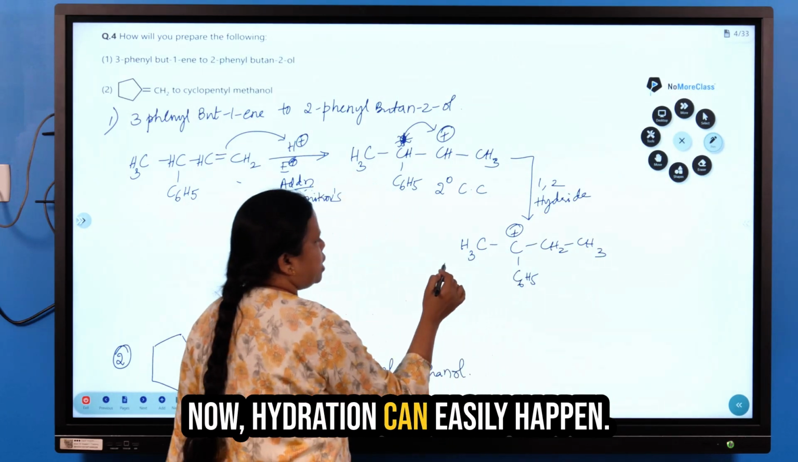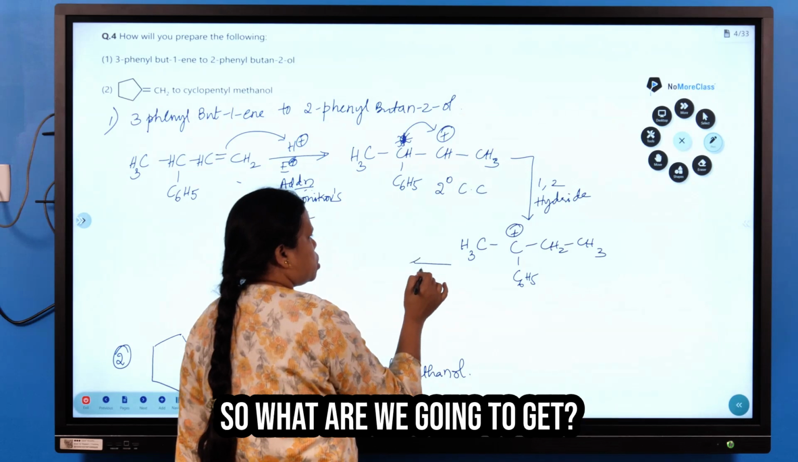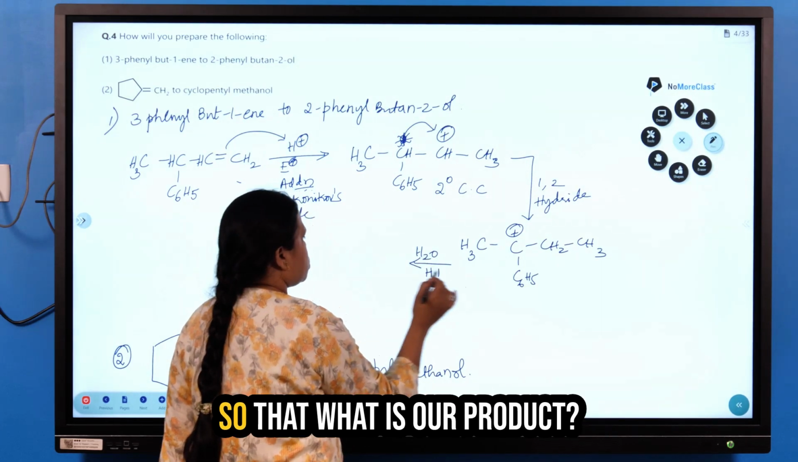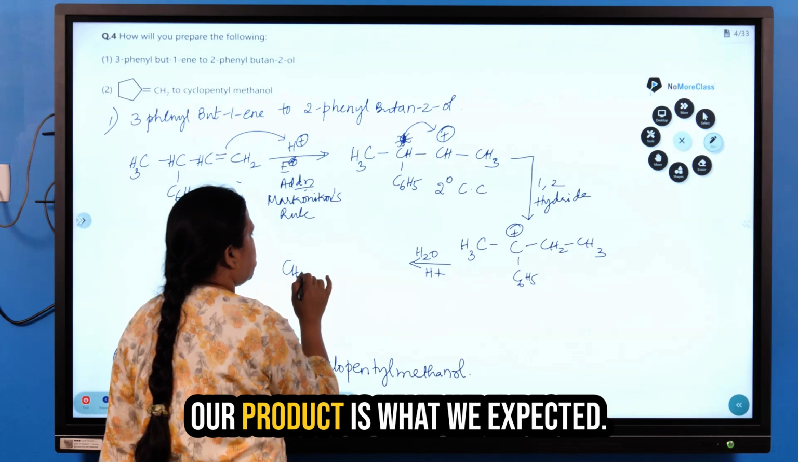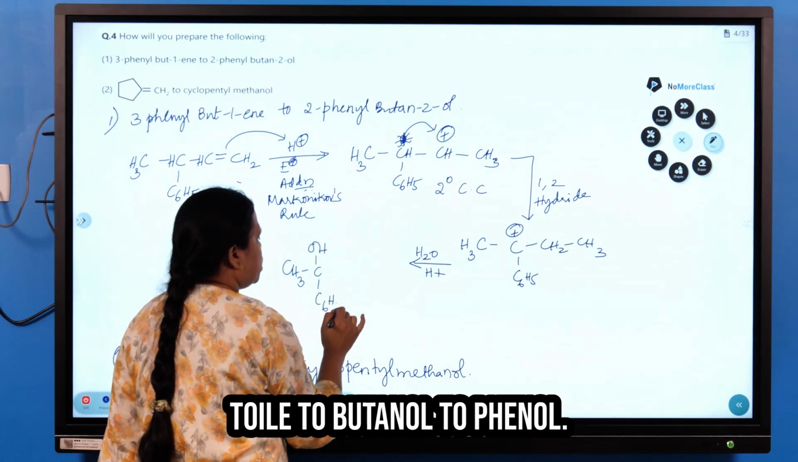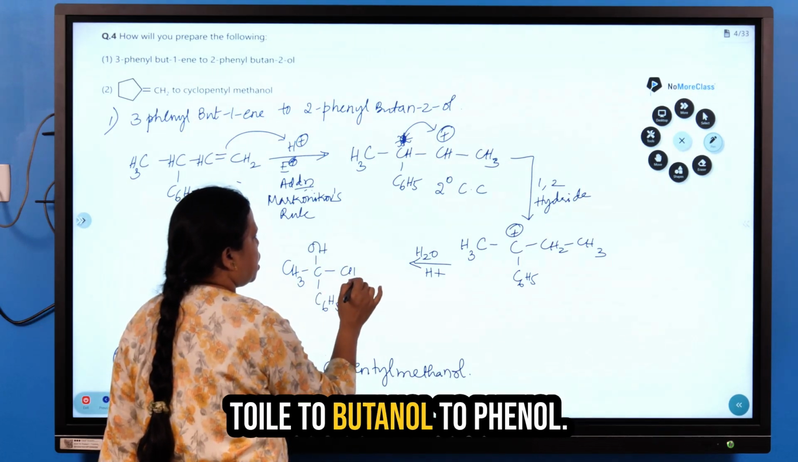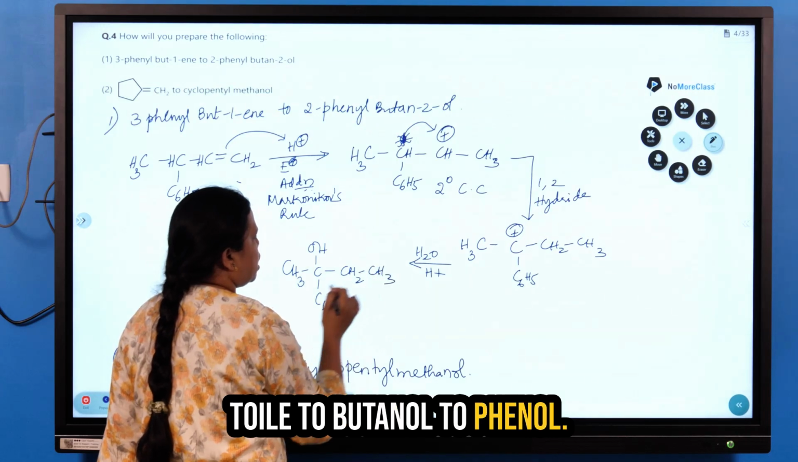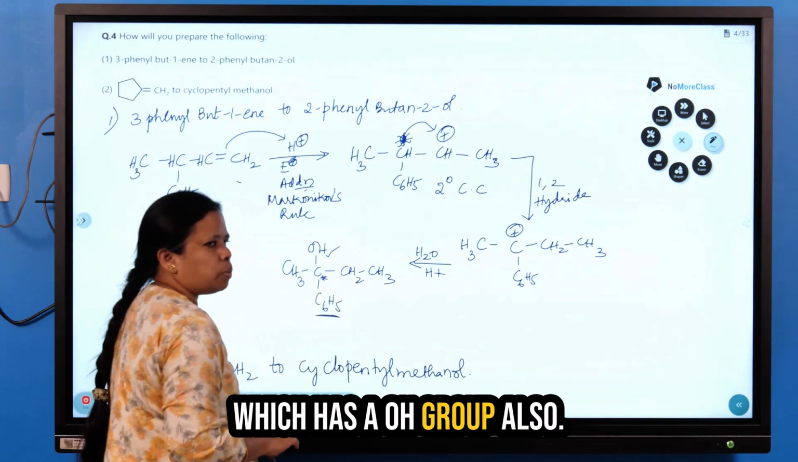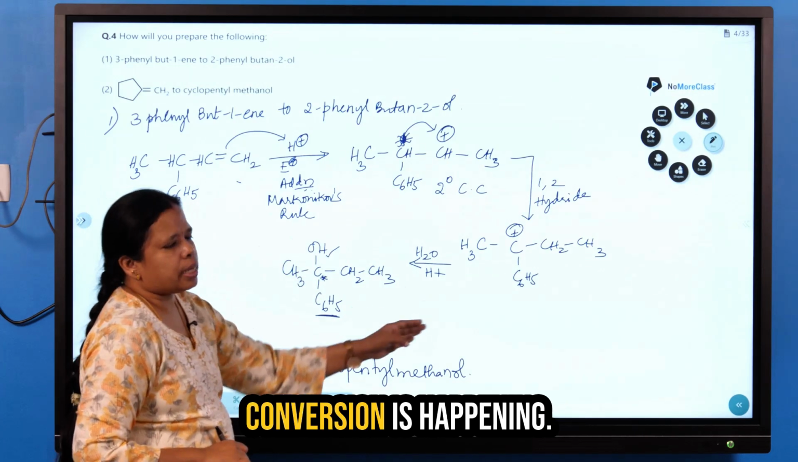Now hydration can easily happen. So what are we going to get? This will be hydrolyzed now. So what is our product? Our product is what we expected: 2-phenylbutan-2-ol. So this is the second carbon which has a phenyl ring and also an OH group. So this is how the conversion is happening.